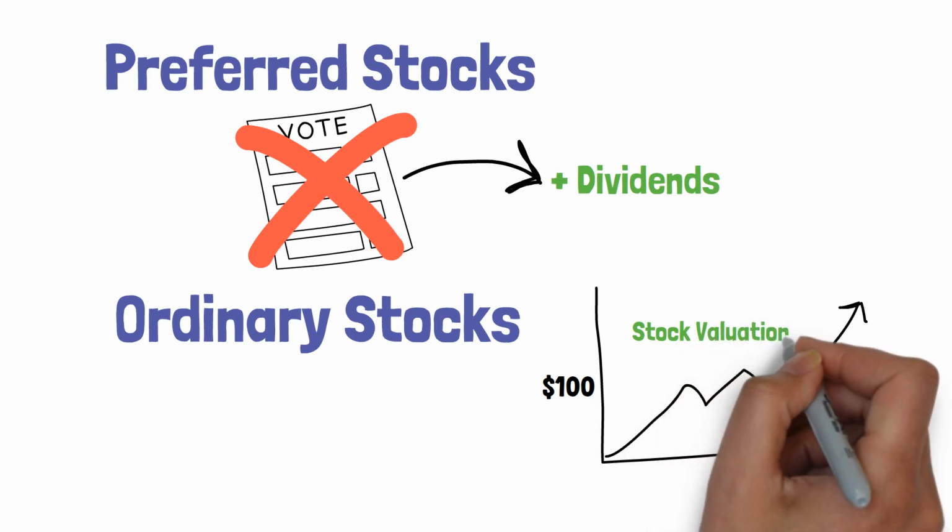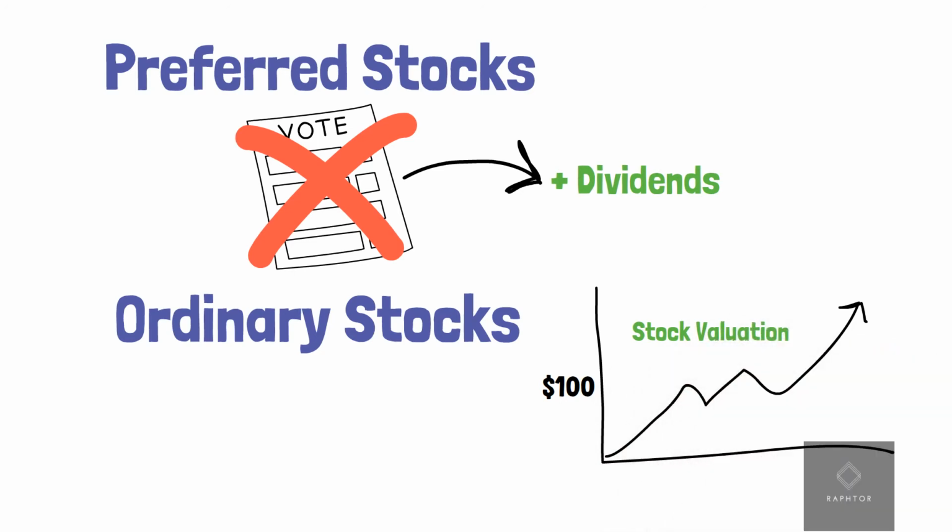The price of a stock at the current time is called stock valuation, and the price of the stock varies depending on a lot of economic factors. So your stock can be more expensive today than yesterday, but maybe tomorrow it may be worth less, and this is what we call volatility.